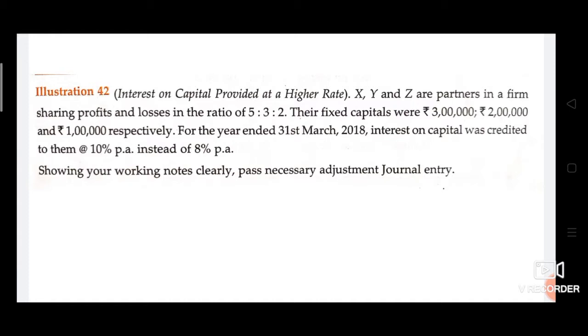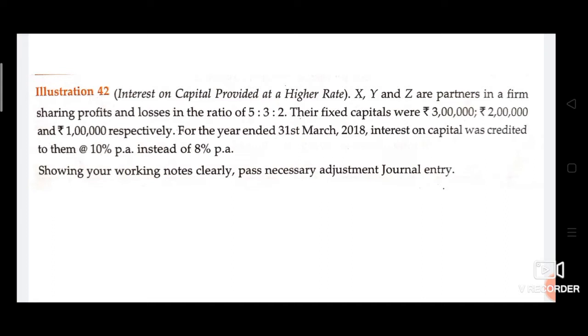Next problem. X, Y and Z are partners in a firm sharing profits and losses in the ratio of 5:3:2. Their fixed capitals were rupees 3 lakhs, 2 lakhs and 1 lakh respectively. For the year ended 31st March 18, interest on capital was credited to them at 10% per annum instead of 8% per annum. So, showing your working notes clearly, pass necessary adjustment journal entry.